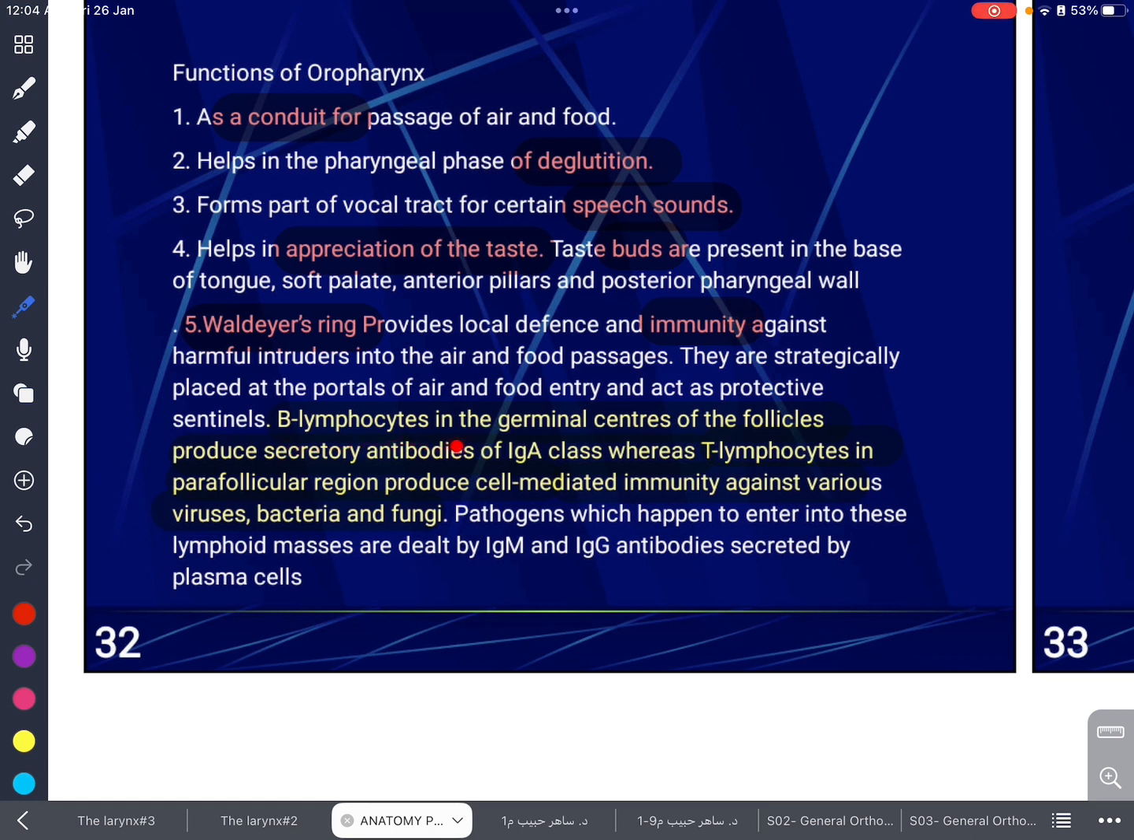B lymphocytes are present inside the follicles and produce antibodies, especially IgA. And T lymphocytes provide cell-mediated immunity against viruses and microorganisms.